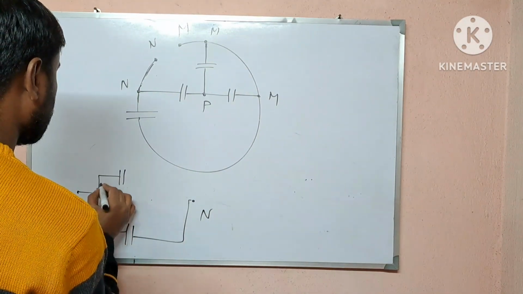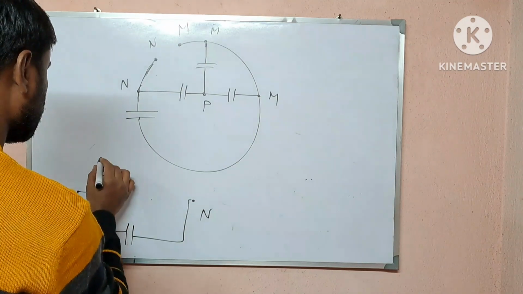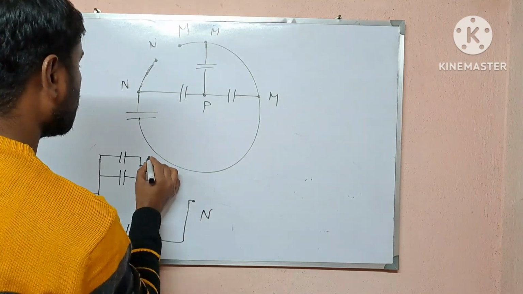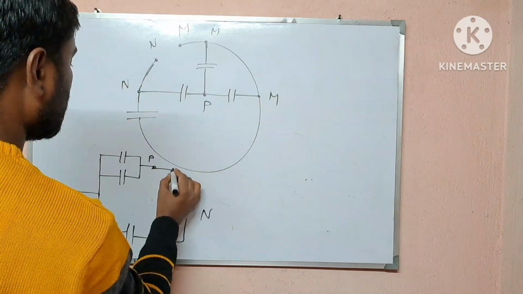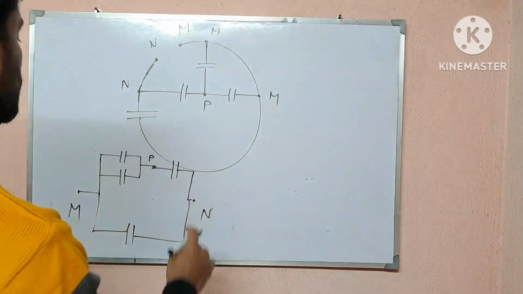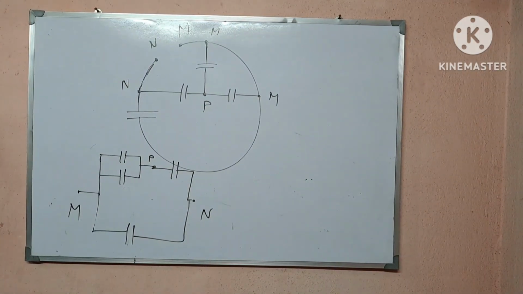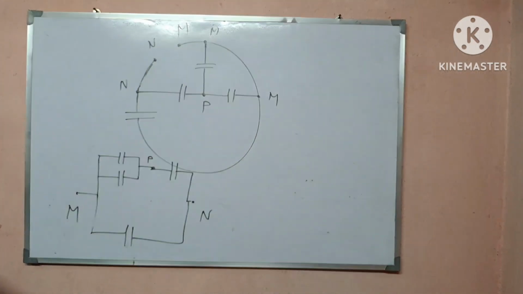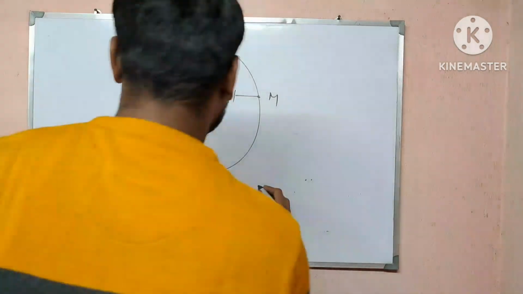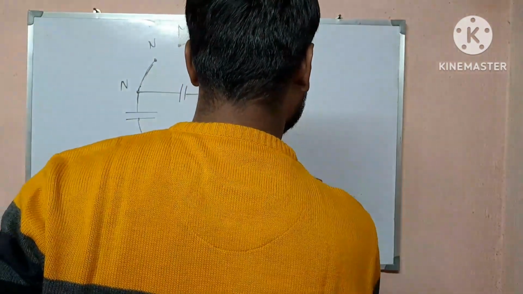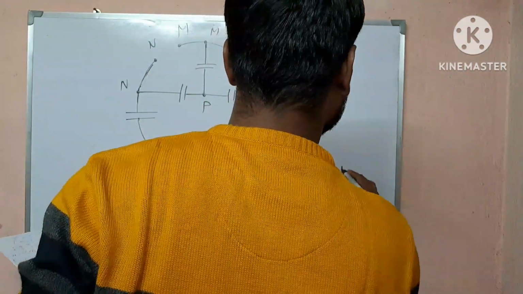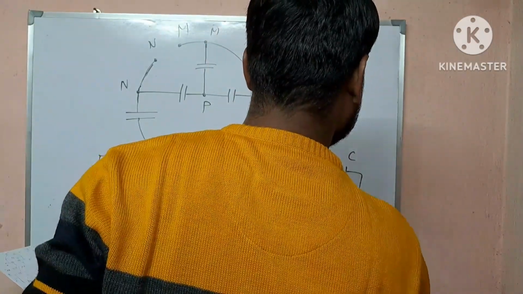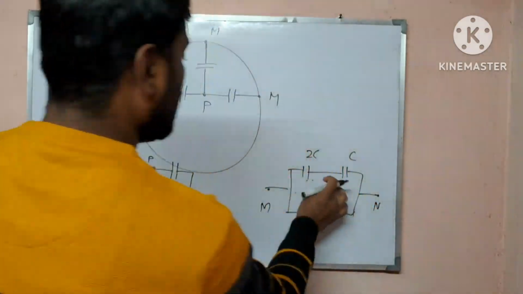two more capacitors are coming out in this way, and they meet at P, and from P there is one more capacitor that is connected to N. That is the combination. So actually these two capacitors are connected in parallel. When they are connected in parallel, this is 2C, this is C, and that one is C.